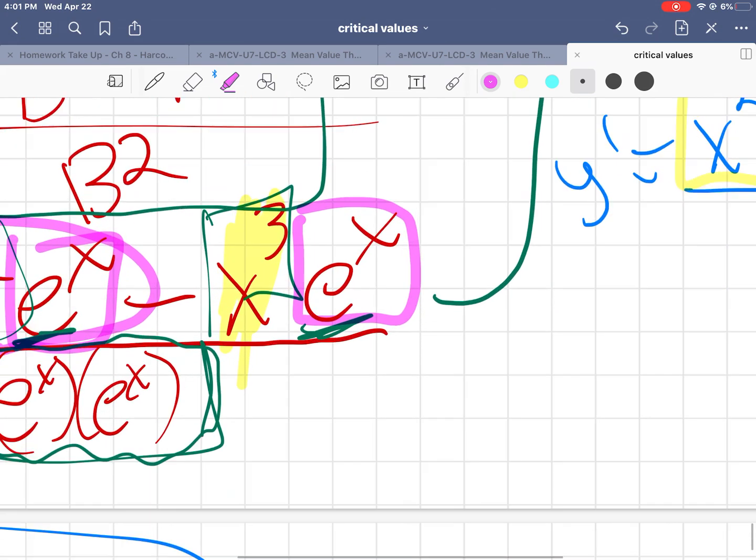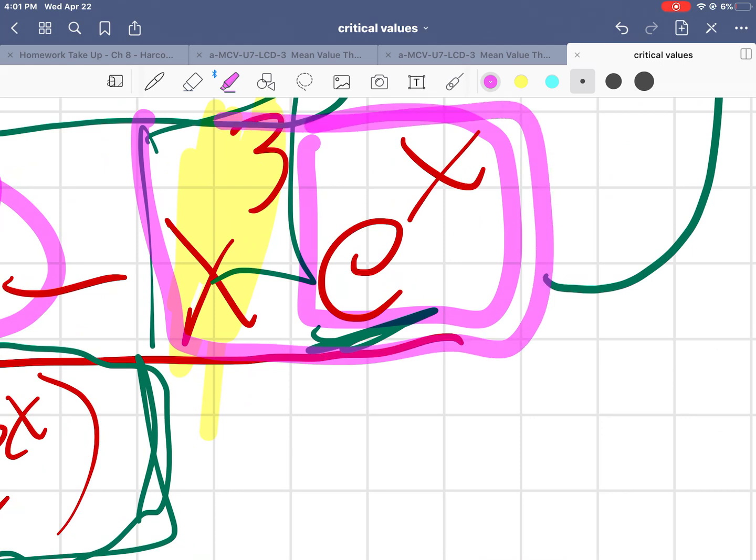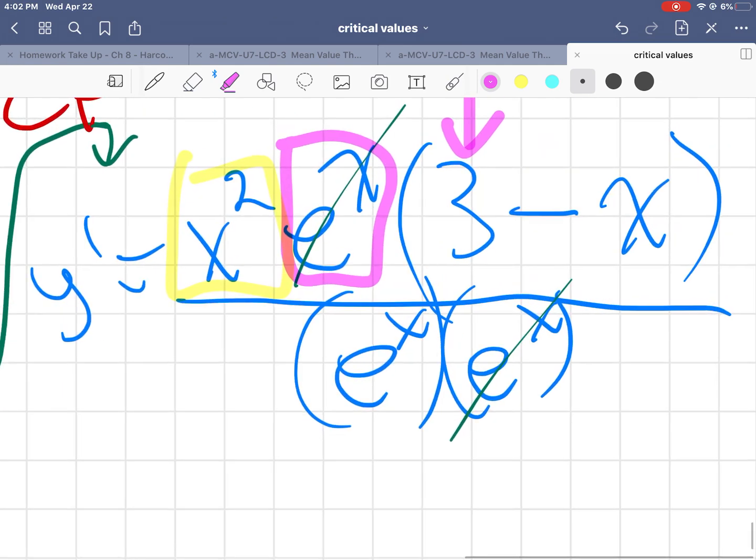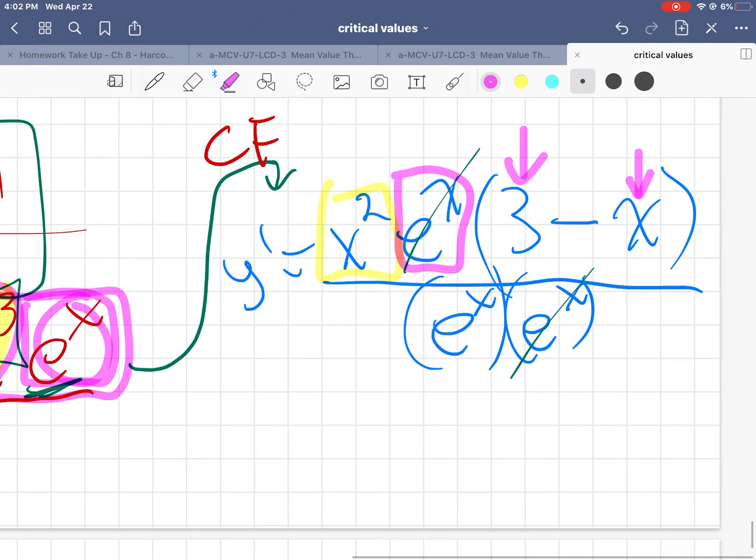Then in the second set of brackets, or the second term, I'm dividing by x squared. x cubed divided by x squared is x, and e to the x divided by e to the x is 1. So the only thing I have left is 3 and x.